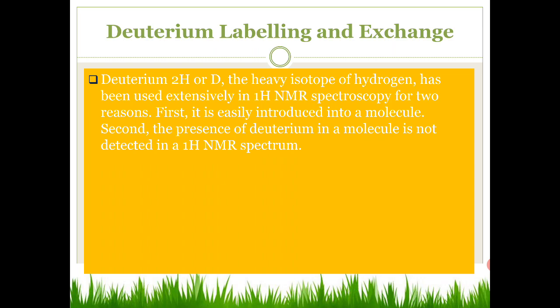The first reason is that it is easily introduced into a molecule, and the second reason is that the presence of deuterium in a molecule is not detected by the proton NMR spectrum. So it is easy to introduce. The other point is that the deuterated proton will not be seen by the NMR spectrum.